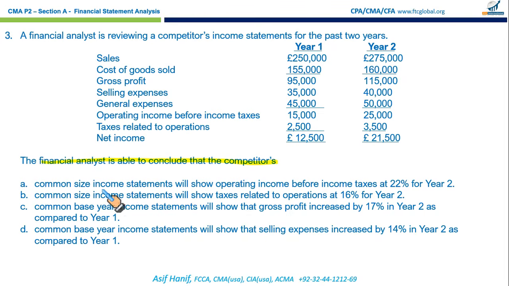First option, common size income statement will show operating income before income taxes at 22% for year 2. Let's try that out. This is your operating income, $25,000. It is what percentage of your sales figure?